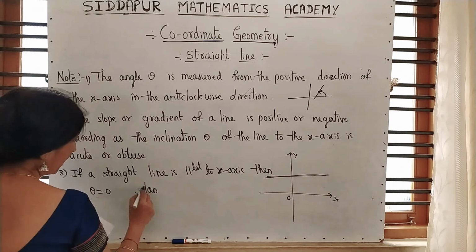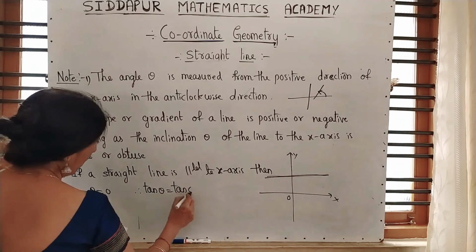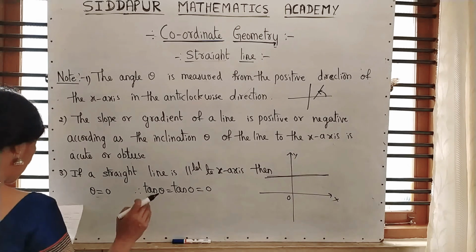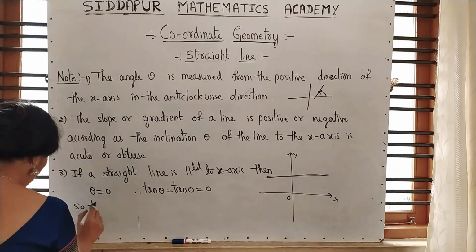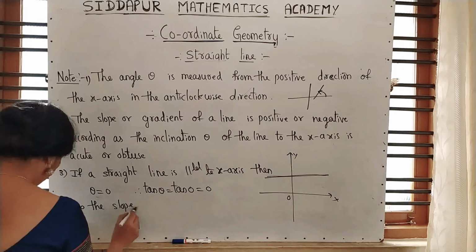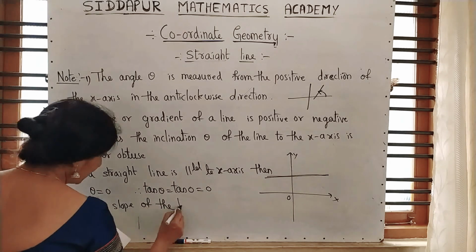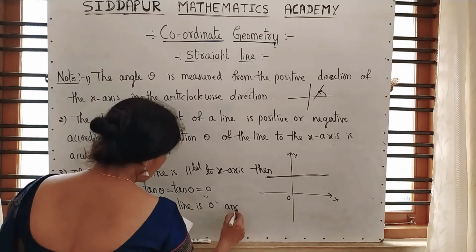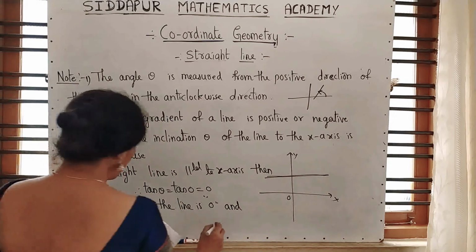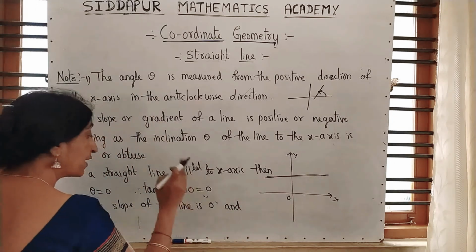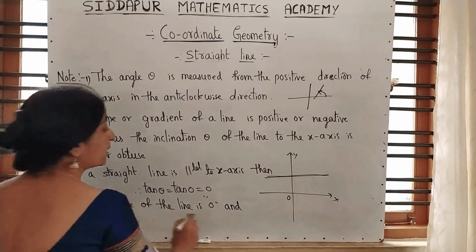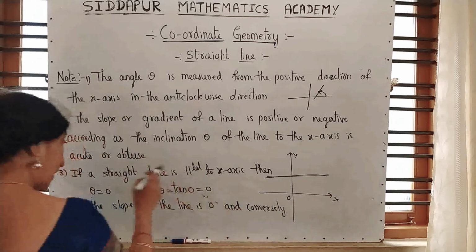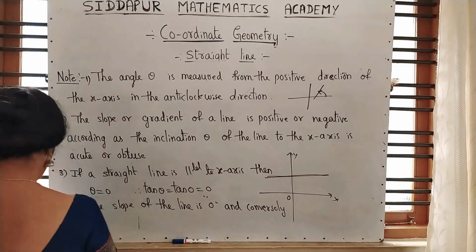Therefore, what is tan theta? Tan theta is nothing but tan 0, that is 0. That means if the line is parallel to x-axis, then the slope of the line is 0, and conversely. Conversely means if you get the slope of the line as 0, you can say that the line is parallel to x-axis.